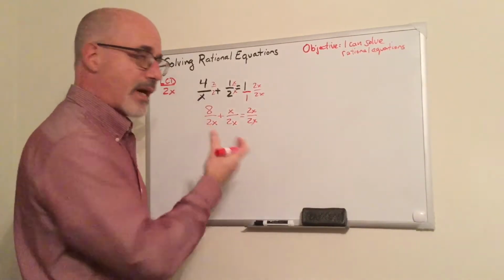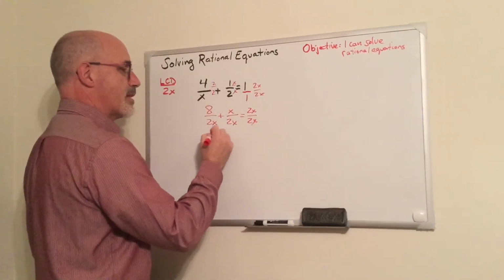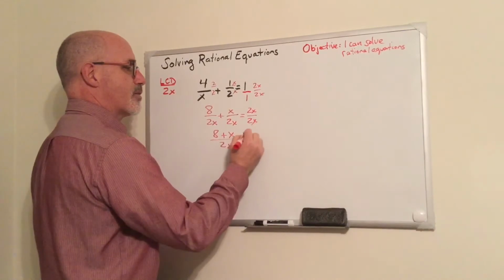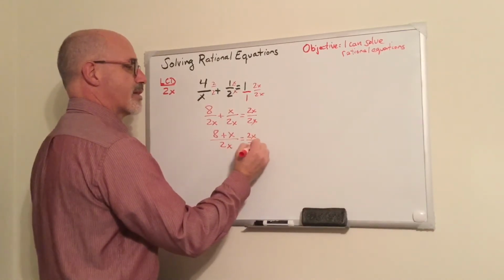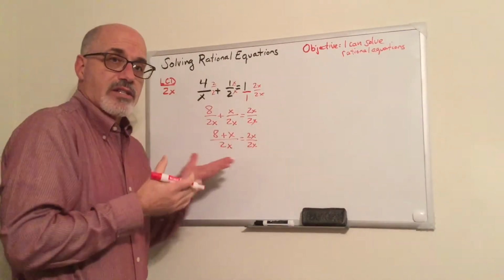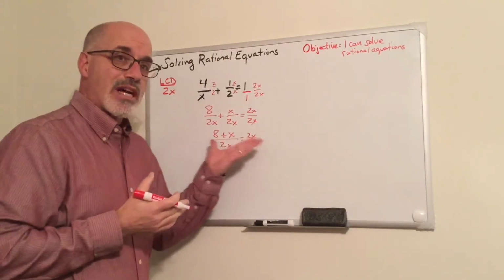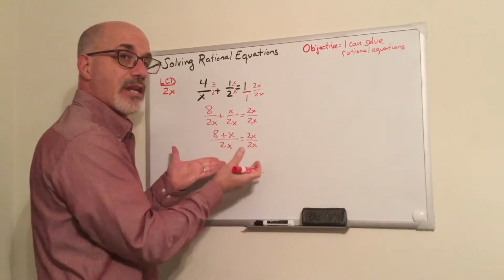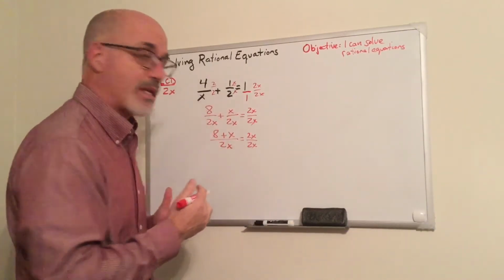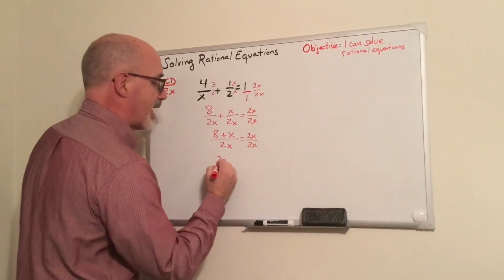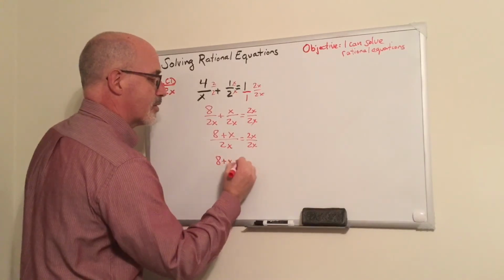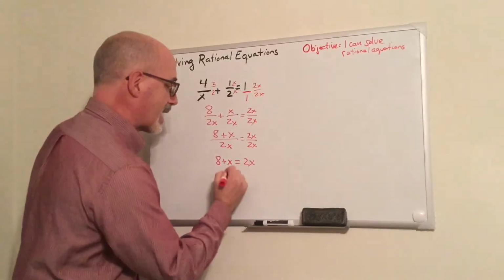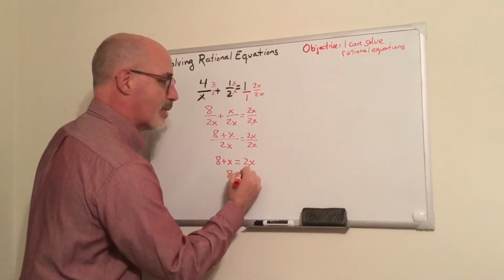Now I can combine this one together, making it 8 plus x over 2x equals 2x over 2x. So what I've got is two fractions that are equal to each other with the same denominator. It makes sense that if two fractions are equal and have the same denominators, the numerators have to be equal to each other. So I'm going to have 8 plus x equal to 2x. If I subtract x from both sides, I get 8 equal to x.